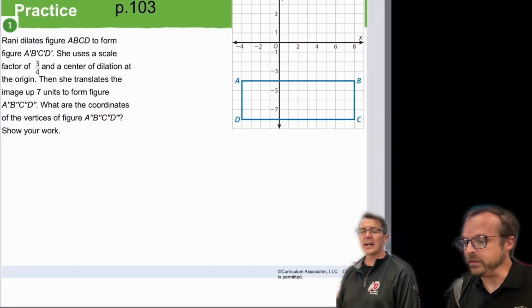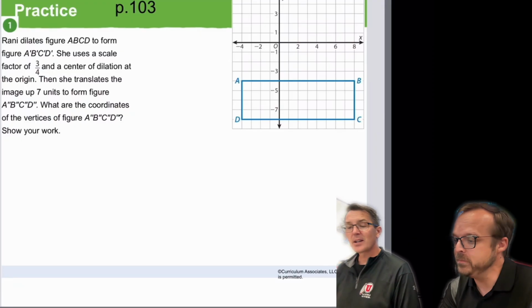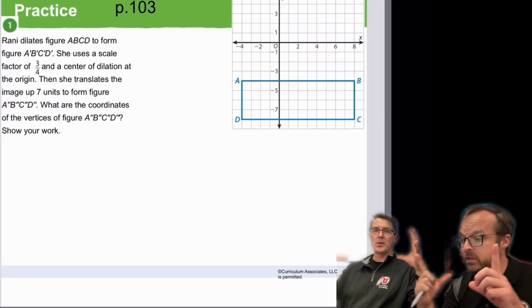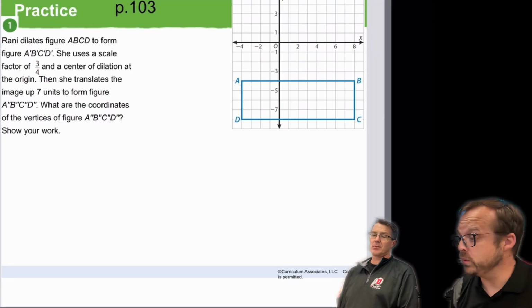Mr. Nelson, break it down for me. Ronnie dilates ABCD to form A'B'C'D'. She uses a scale factor of 3/4, so it should be getting smaller. And then she translates up 7 units. I'm going to go through all the rules again.